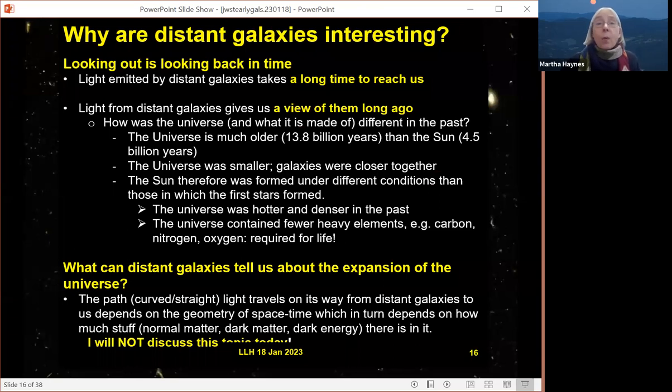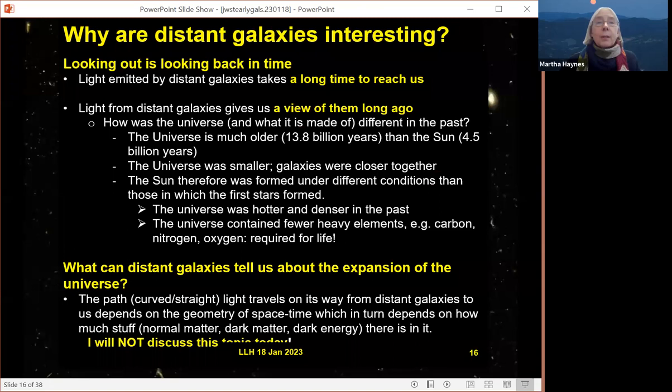What we really want to know was what the young universe was like when it was hotter and denser. Also, an important point which is important to our study of dust is that the early universe contained hydrogen and helium. It didn't contain carbon, nitrogen, and oxygen, the stuff required for life. And we want to understand how that affected what galaxies and stars were like in those days.